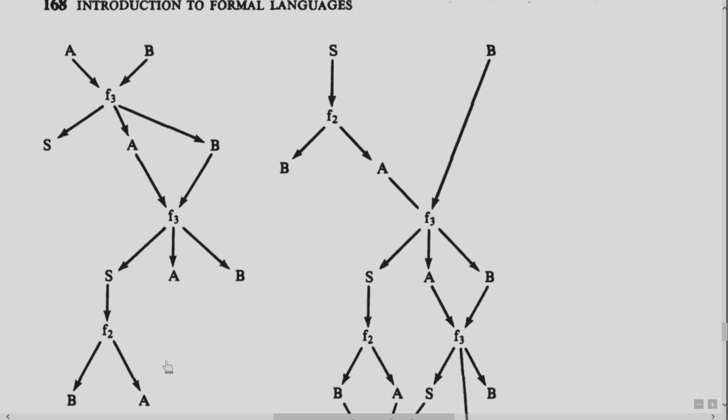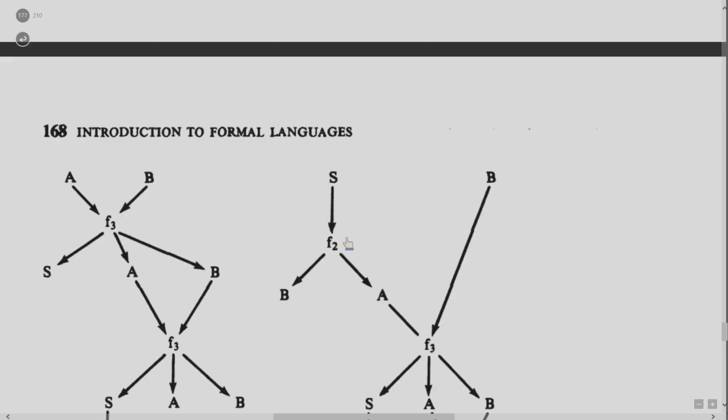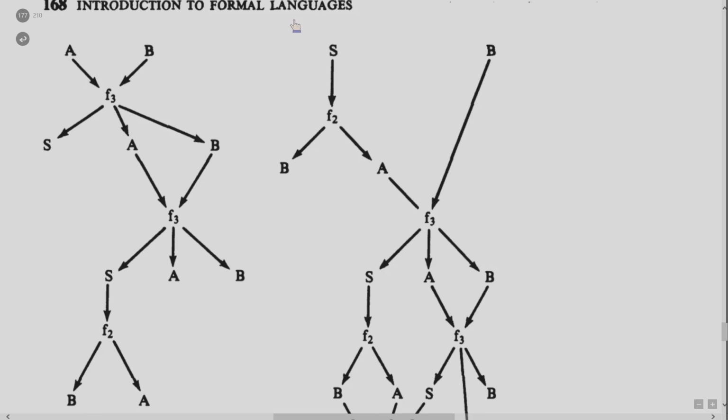Similarly, we can apply production F2. The F2 production is S to BA. On applying this production on S, it becomes BA. So this is one derivation tree, or derivation graph. This can also be depicted by derivation words: AB, F3, SAB, then F3 again was used, then F2 was used, and we got BAAB.